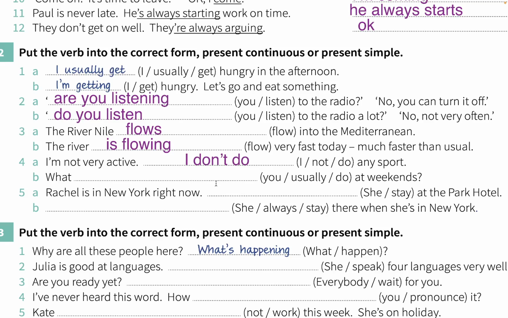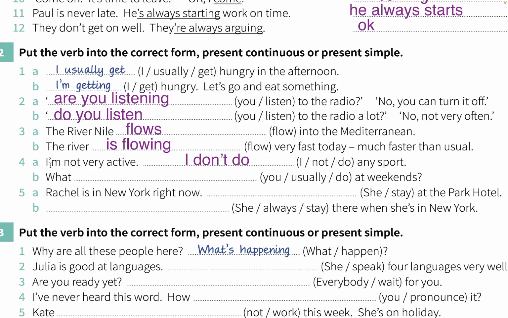Do you get it? Why is it I don't do it and I'm not doing? Do you know why we use I don't do? In the sentence is not using like misalkan kayak kepakai kata usually atau tidak berulang. Yes, because we can see from this first sentence, it says that I'm not very active. So you know that this person is not very active, so he doesn't do any sport.